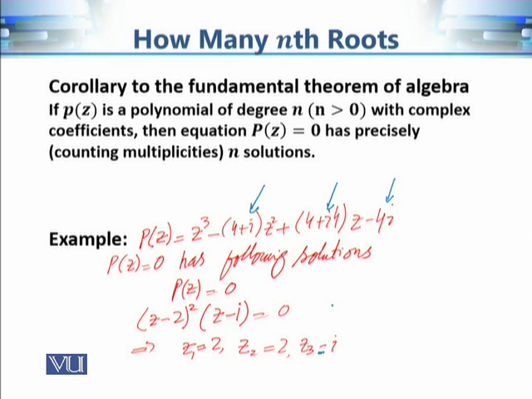Now, we can see that 2 is repeated twice. So that's what this terminology counting multiplicities means. So if I have 2 appearing twice in the factorization, then I would count it as 2 roots.